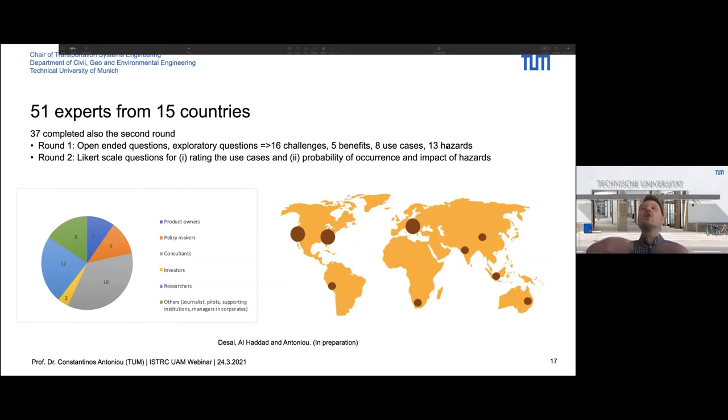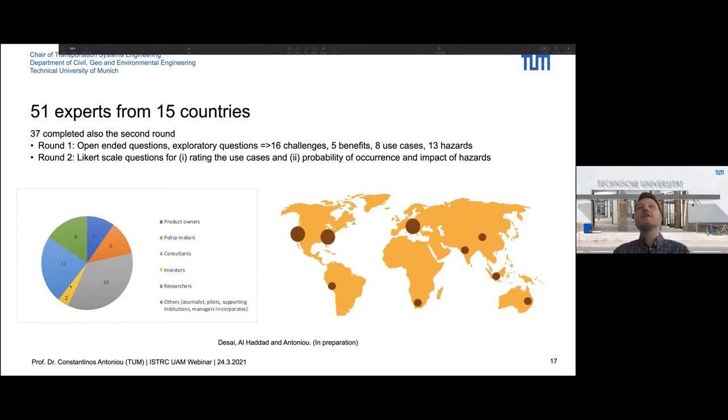And then we organized this information into the second round, where we had a more structured questionnaire with Likert scale questions, where the respondents were asked to rate the use cases, as well as give us their insight about the probability of occurrence and impact of the various hazards.